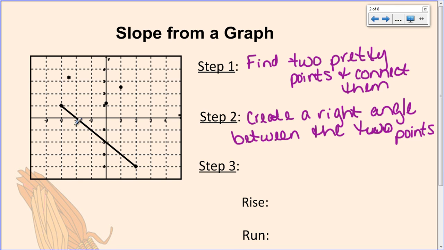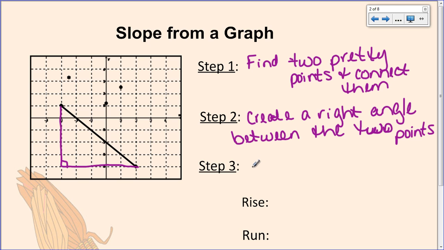And when I do this, I always do it from the left point to the right point to make my right angle, but you do not have to do it that way. However you see the right angle is fine. I'll show you that it works both ways. I just always tend to do this. So I'm going to draw my right angle. I go down to here and over to here. So I've made this pretty little right angle. I now have a pretty little right triangle.